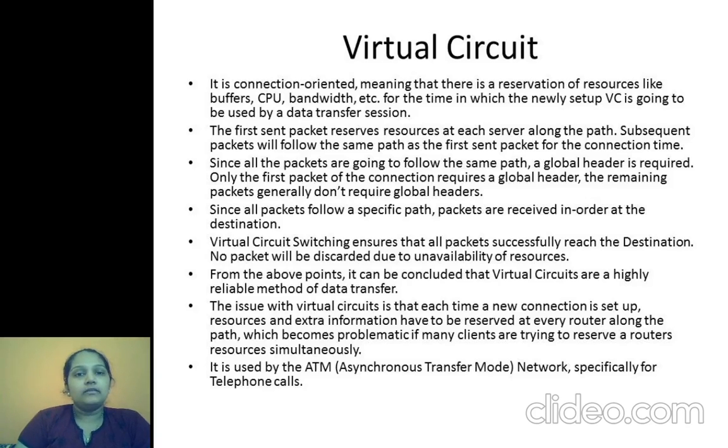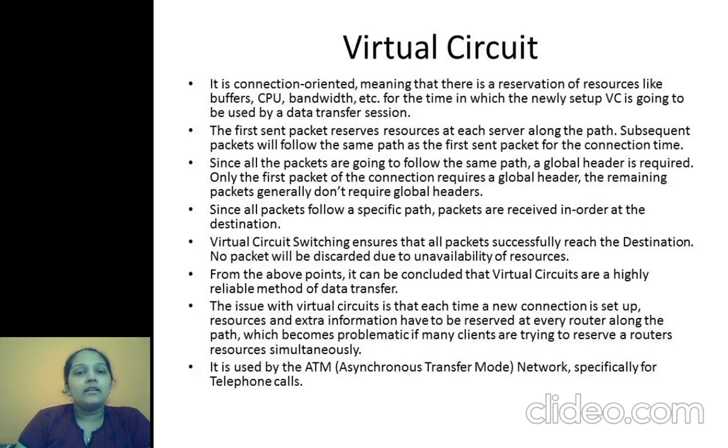The first sent packet reserves the resources at each node along the path. In the virtual circuit we send the first packet along with the global header. After adding the global header, the first packet is sent in the circuitry. After sending one packet, subsequent packets follow the same path as the first packet for the connection time. Connection time is also maintained in the virtual circuit.